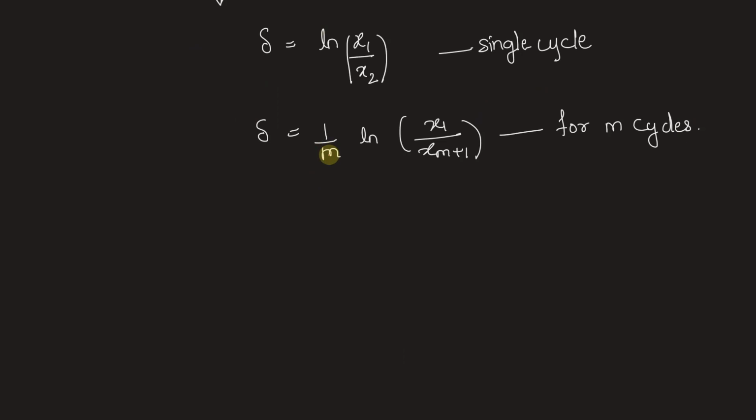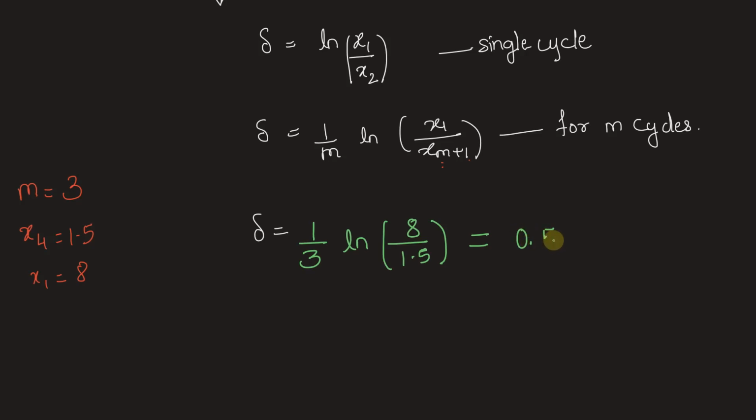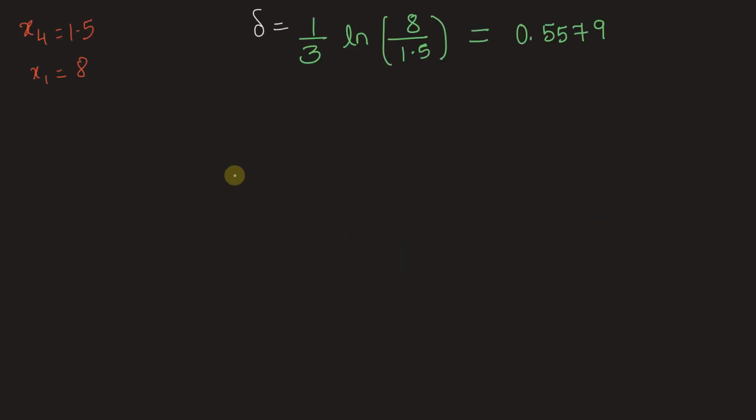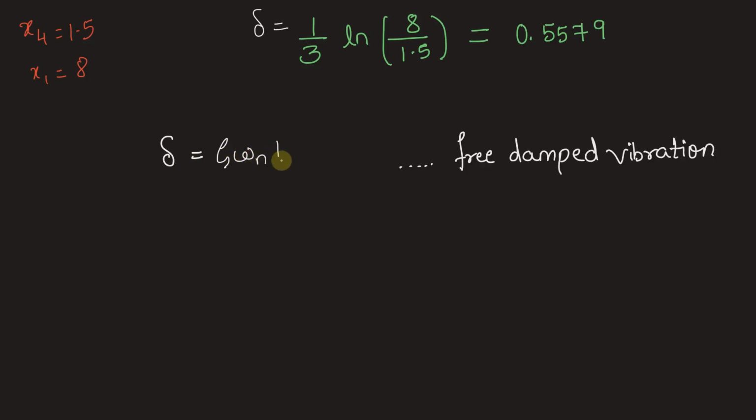So substituting for m equal to 3, we know our number of cycles in which the decay has taken place is 3 cycles, and as we know x1 is given to be 8, x4, that is m plus 1, 3 plus 1, is x4 in our case, and it is given to be 1.5 mm, x1 is 8 mm. So just substituting all of these values, we get the value of delta to be 0.5579.